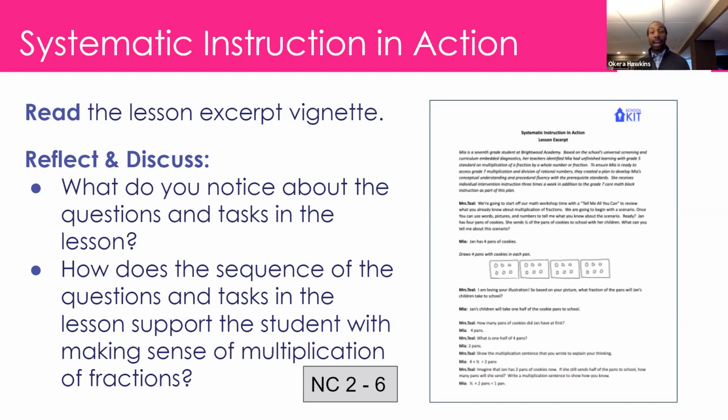I'll give us 5 minutes to read, and then we'll take 3 to 4 minutes after we finish reading to discuss what we notice, and then the impact of the sequence of questions and tasks that support the students' growth and development around making sense of multiplication of fractions. So I'll put 5 minutes on the clock, and then we'll come back together.